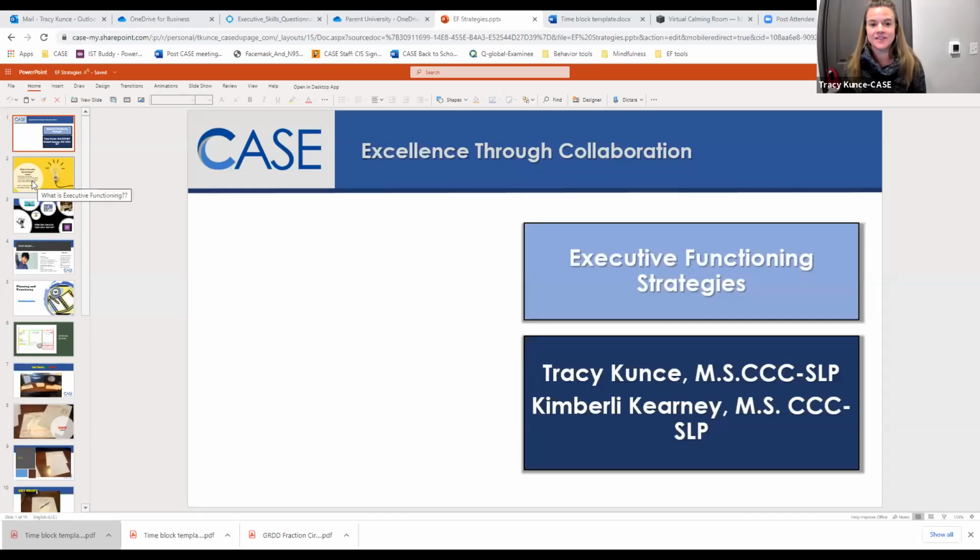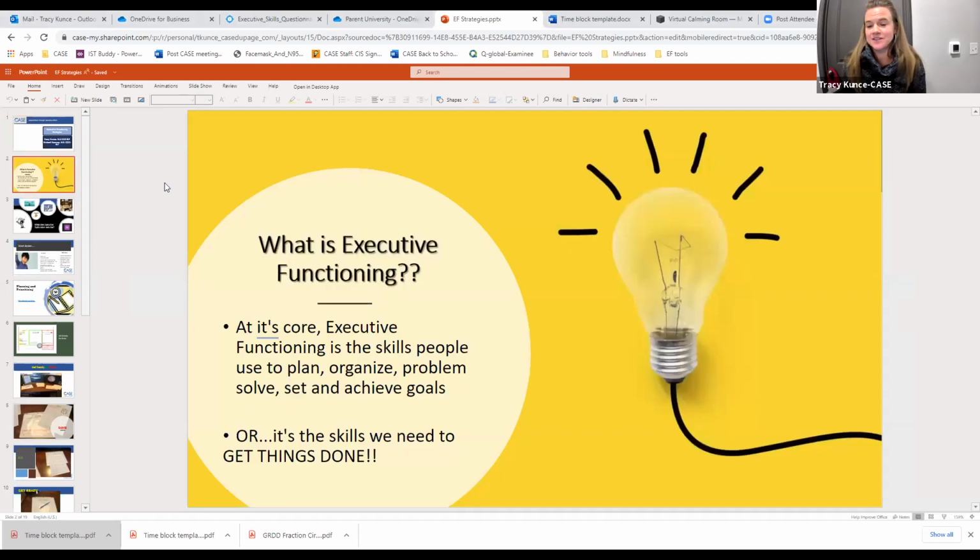To get started, we just want to start with the definition of executive functioning. For anyone who was with us last time, we did go over this, but I just want to do a quick review. Executive functioning is the skills that people use to plan, organize, problem solve, set and achieve goals. Or my favorite new definition is just that it's the skills we need to get things done. These are foundational skills that we all use every single day, all throughout our lives, and they start developing right at the very beginning of our life, and they continue developing well into our 20s.